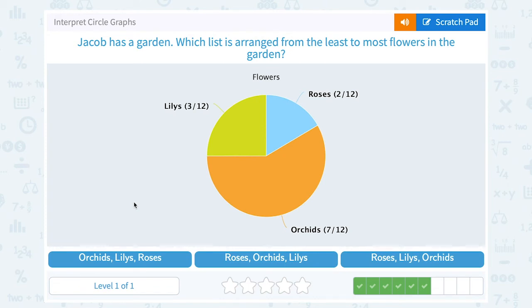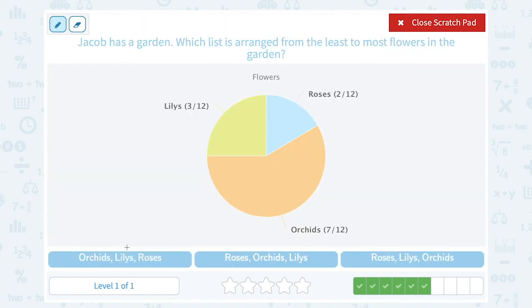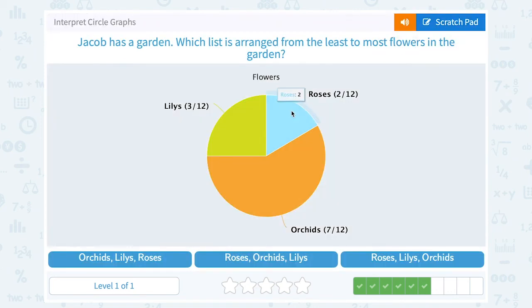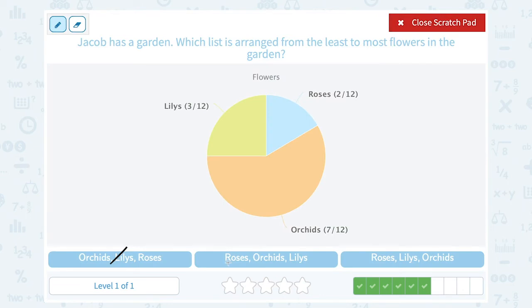Jacob has a garden. Which list is arranged from the least to most flowers in the garden? Okay, well, the least one would be the smallest slice, right? The smallest slice here is roses. He only has 2, so roses should come first. Okay, so I can cross off the first one. The next most after that, the next biggest would be lilies at 3, and then the biggest would be orchids at 7. Okay, so orchids would not be in the middle. They were the biggest. So the correct order: roses with 2, then lilies with 3, and then orchids had the most with 7.